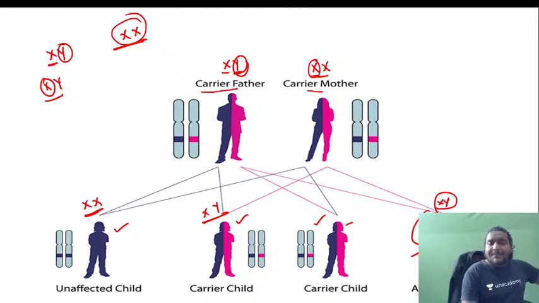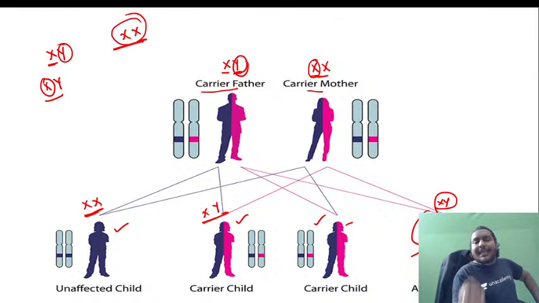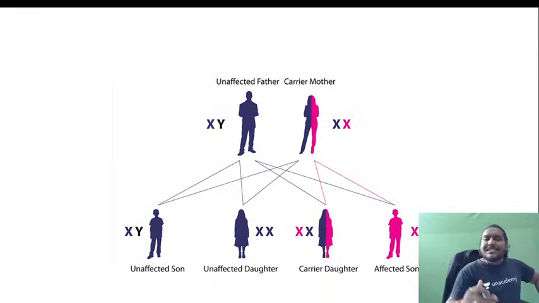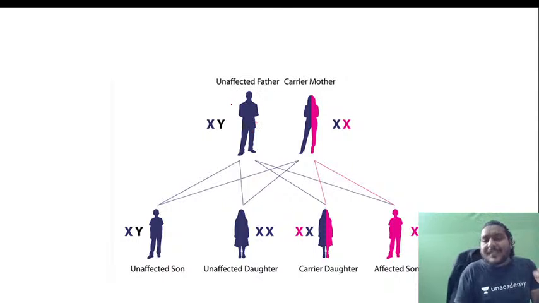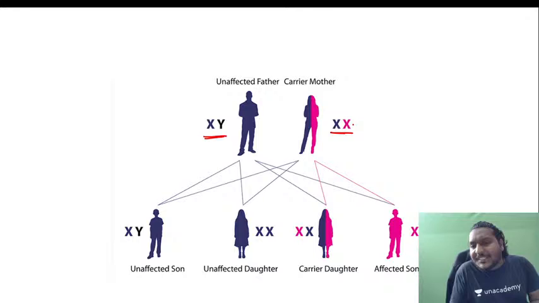Now, this example is for when you have a carrier father and a carrier mother. For example, let's check the next example. If you could see this example here, it shows you this particular way where the father is unaffected. So he has a healthy pair of chromosomes where the mother is a carrier. So the pink X, let's say the pink X is an affected X.